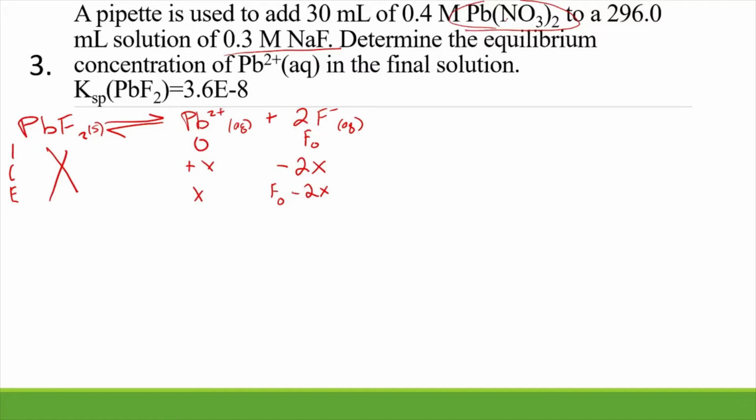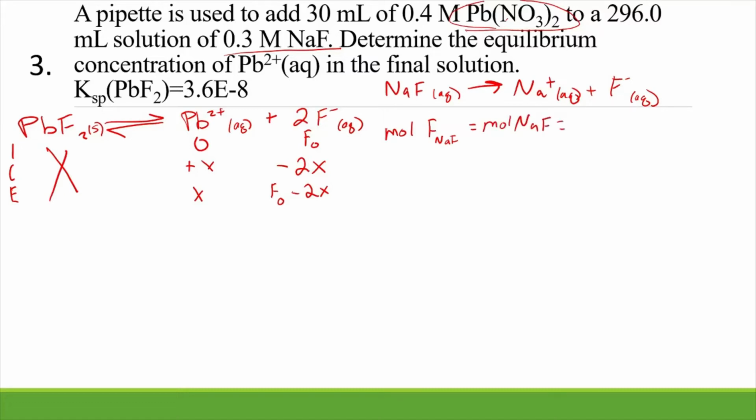The first is we're making the fluoride ion with sodium fluoride. We have this NaF that is aqueous, and it is completely dissociating into sodium plus F minus. So we're making some moles of fluoride from sodium fluoride, which is going to be equal to our moles of sodium fluoride.